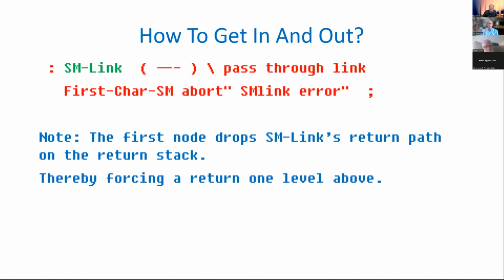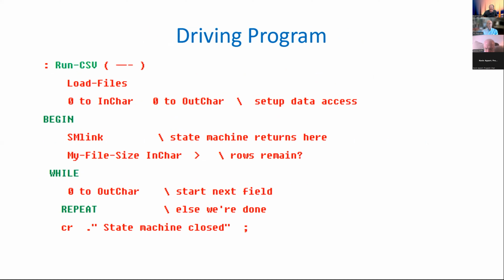So how do we get in and out? There has to be an intermediate link here, which I call SM link, state machine link. So this is called by that outer program, and it actually enters the first state machine node, which is the first character SM. It enters that. Now remember, there is no return. It will not return to this point, because when it calls that first character SM, that routine immediately throws away the return point. So it does not return here. Even though this is the entry, it doesn't return here. What it does is it returns back one level before, and it will return just following that SM link word.